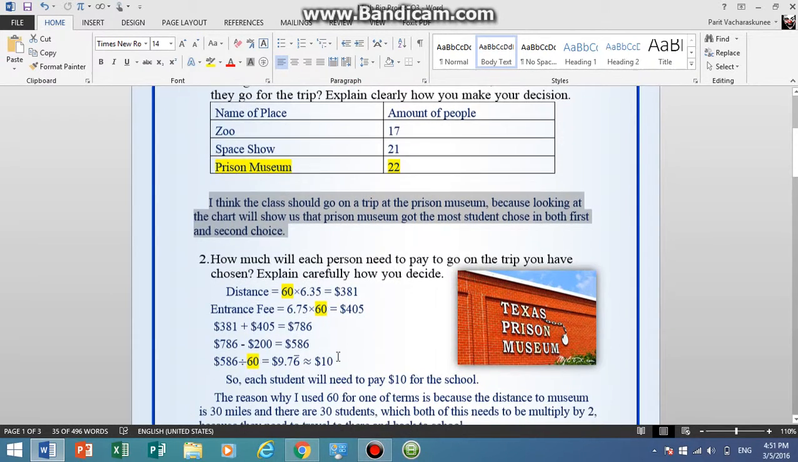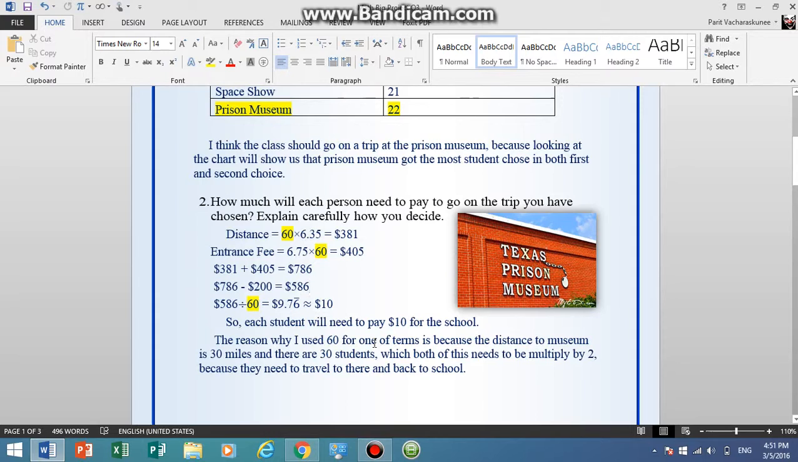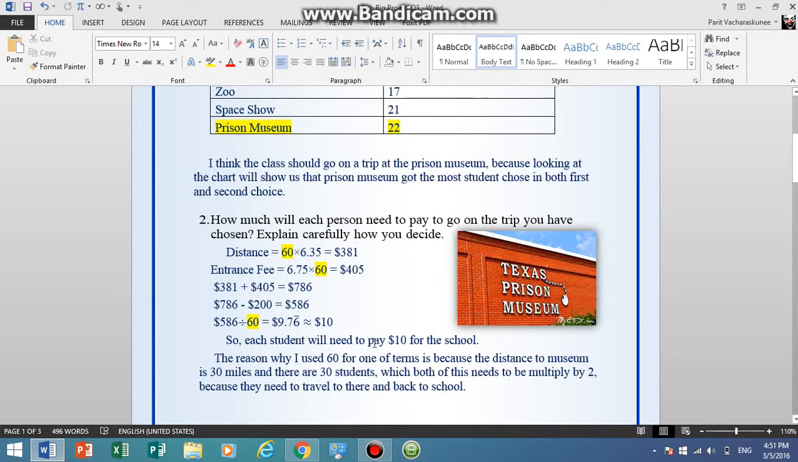The second question for the Day Out is: how much will each person need to pay to go on the trip you have chosen? Explain carefully how you decide. The distance is 60 times 6.35. So 6.35 is the dollar. 60 times 6.35 equals $381.